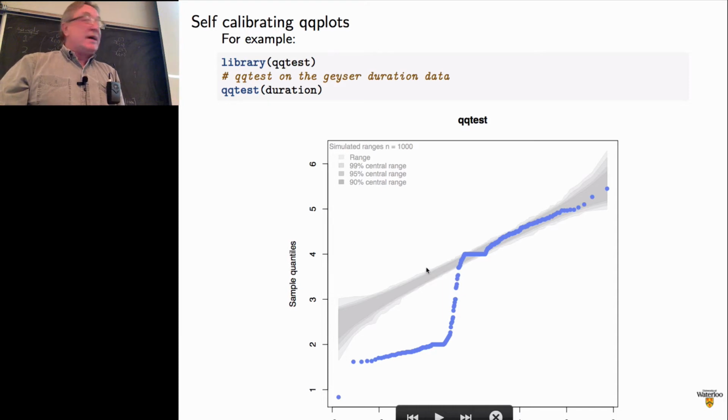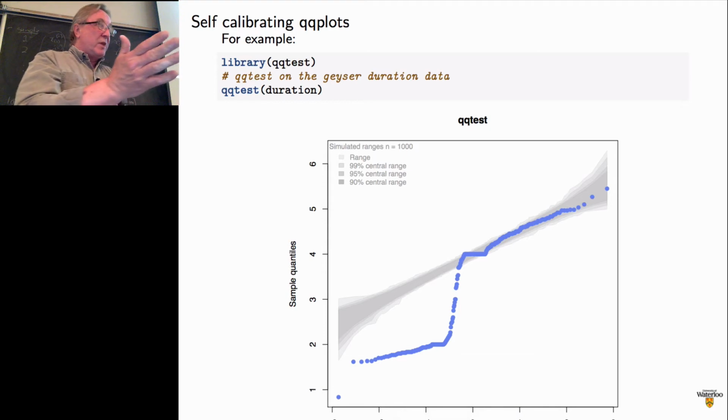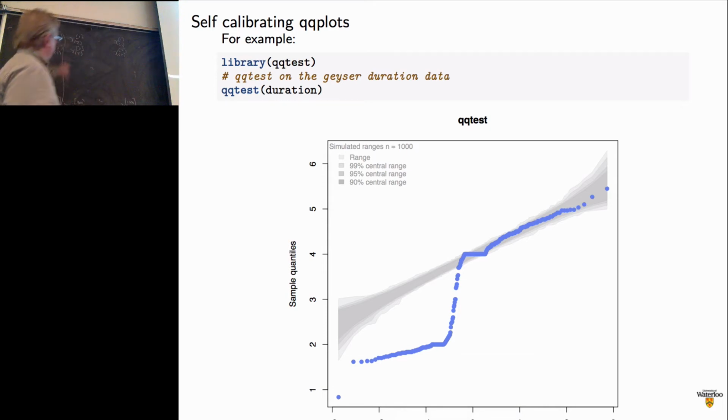So QQ test has to do a little bit of work from the data to figure out what's a sensible location and scale for this data, and then it does the location-scale transformation to these. So if it figures out from the data that the scale should be 2 and the location 3, it multiplies everything by 2 and adds 3. So there has to be a little bit of work. It's trying to do some estimation underneath the covers.